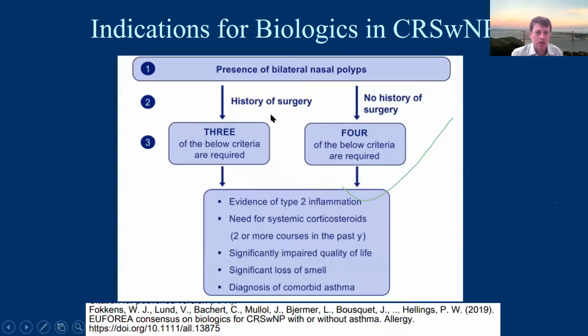If you've had surgery, then you should have at least three of these: evidence of type 2 inflammation, need for systemic corticosteroids, significantly impaired quality of life, loss of smell, and comorbid asthma. If you haven't had surgery, you should have at least 4 of these before considering treatment with a biologic.